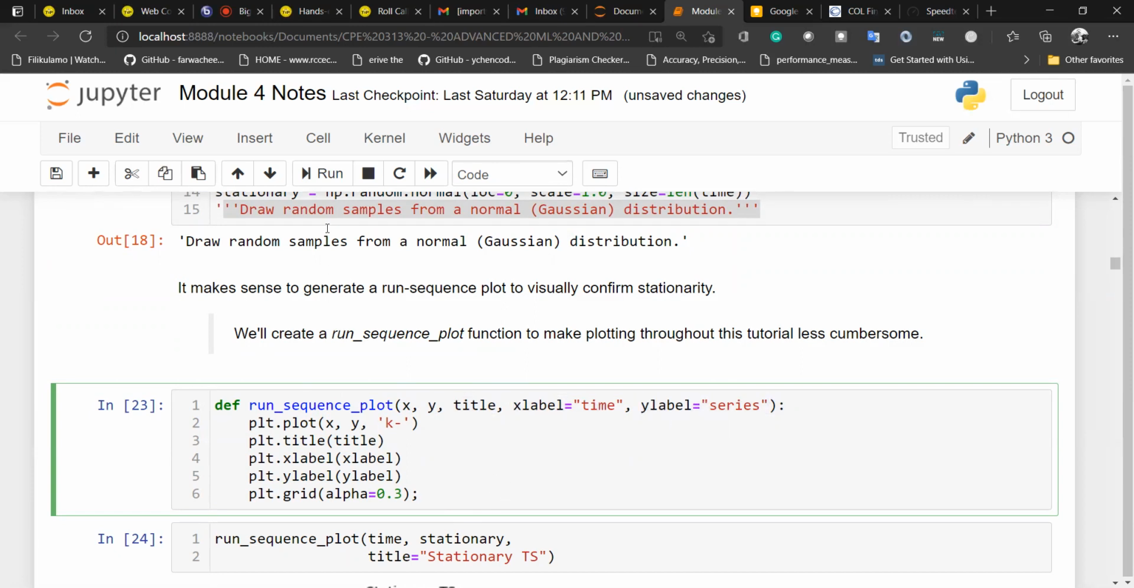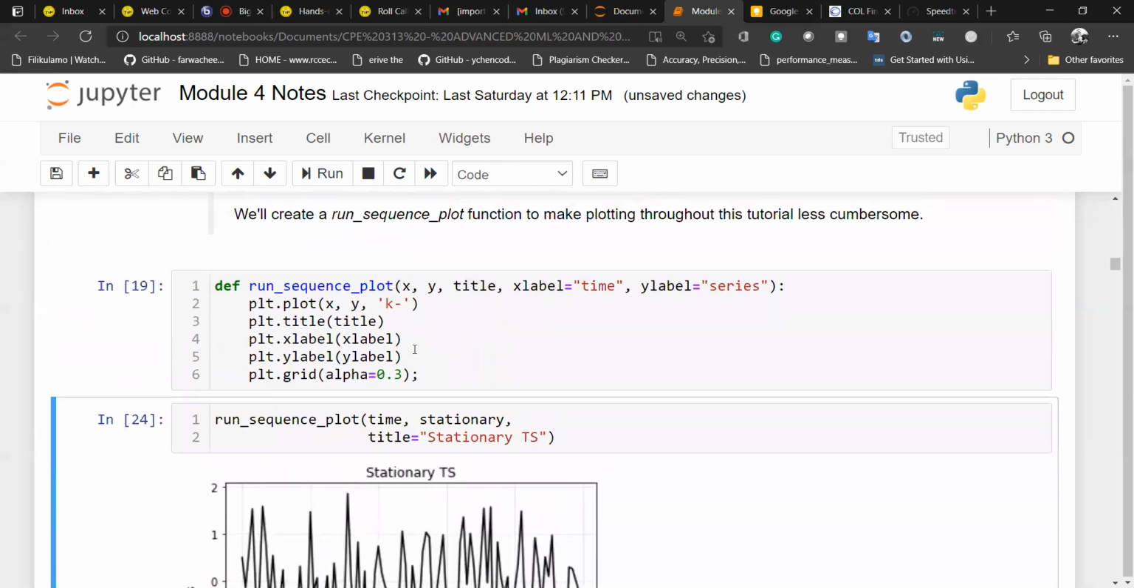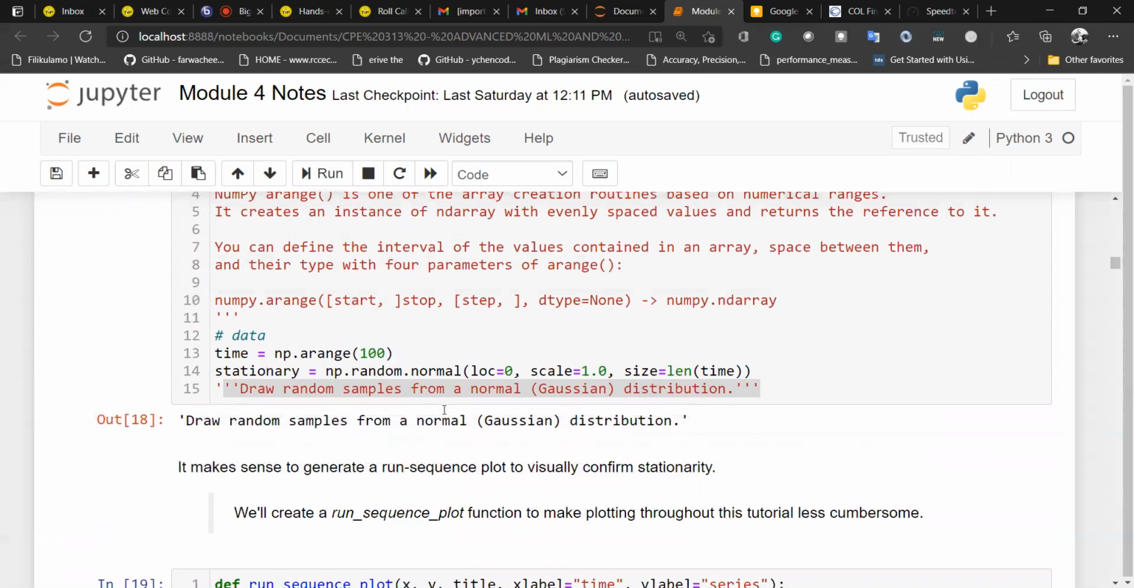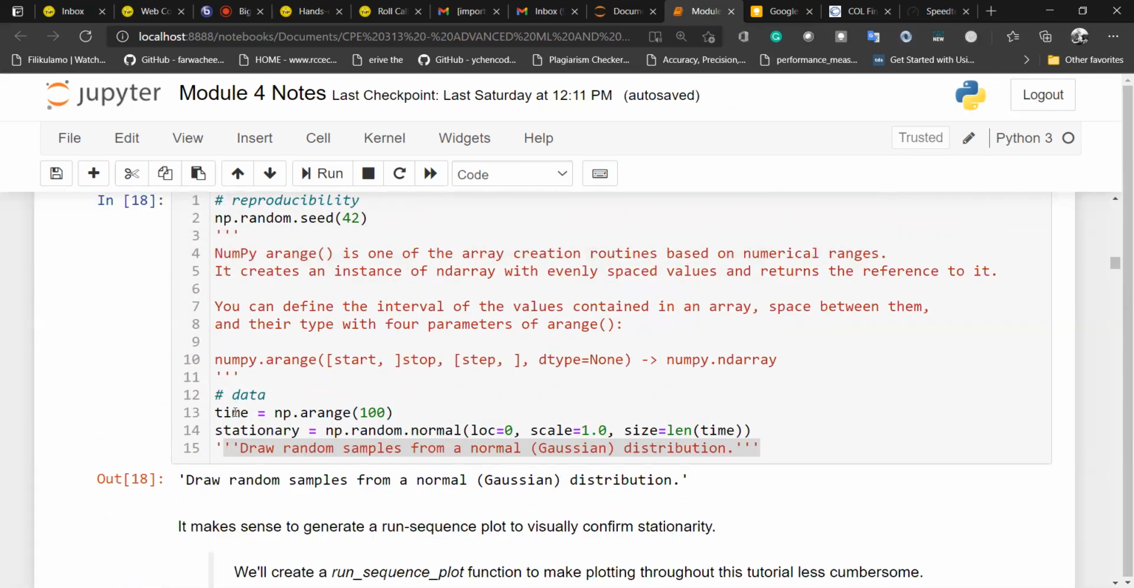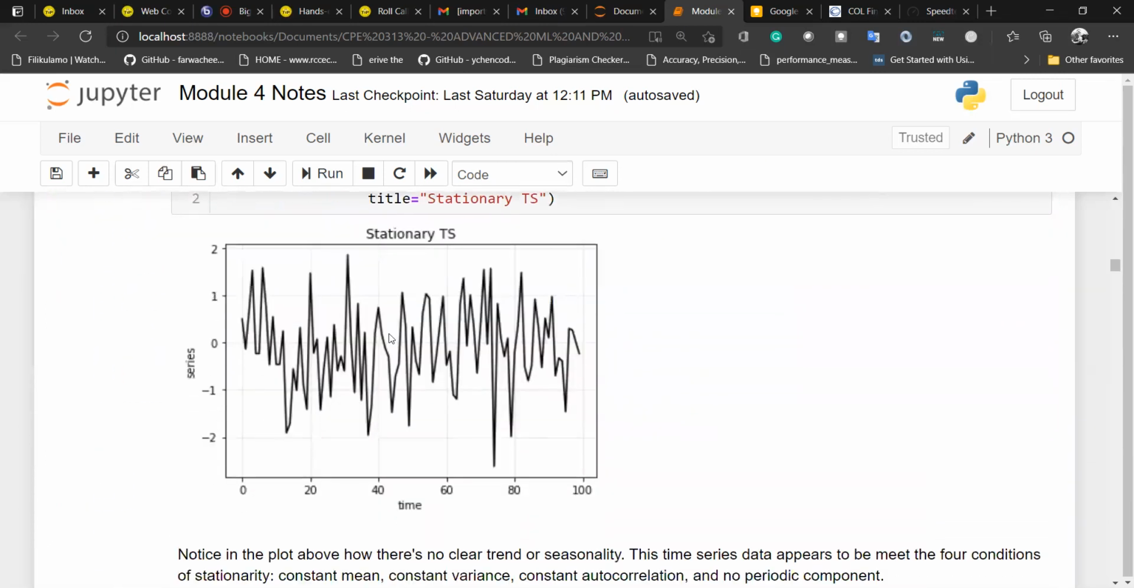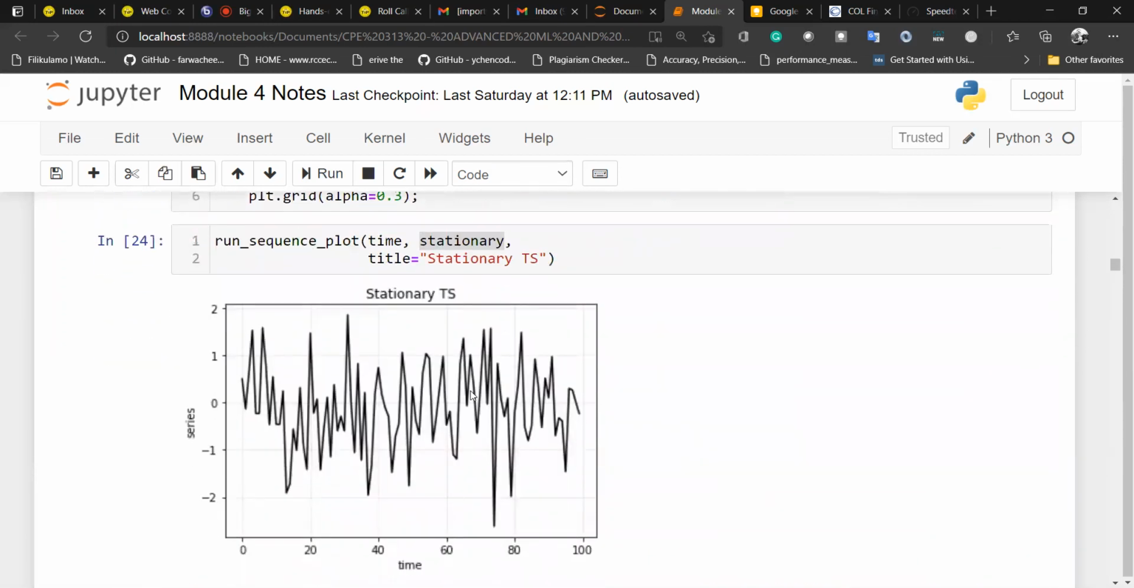So let's try to run this function using time and the stationary data. Saan galing yan? This is the time that we generated, and then the stationary data. So ito yung magiging output niya. So this is now what we call a stationary time series.